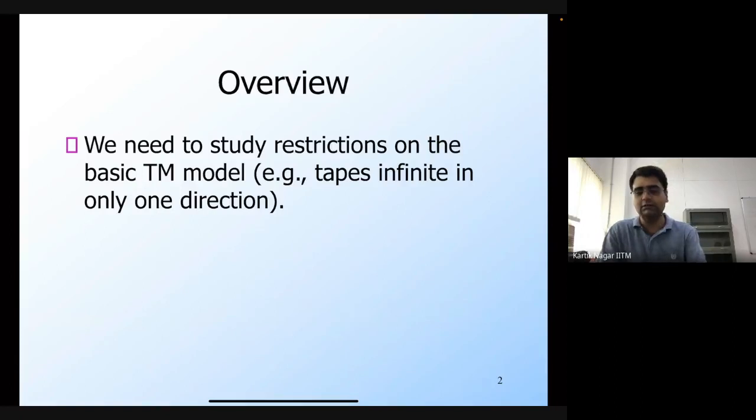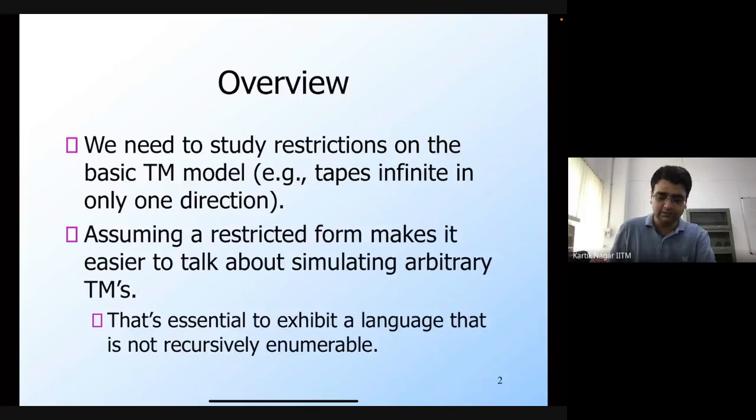In fact, one of the textbooks, the Cozen book, actually defines the Turing machine as having a tape which is infinite in only one direction. But as we will see, a tape that's infinite in one direction can also simulate a tape that's infinite in both directions. So why do we need to study restrictions? Assuming a restricted form makes it easier to talk about simulating arbitrary TMs.